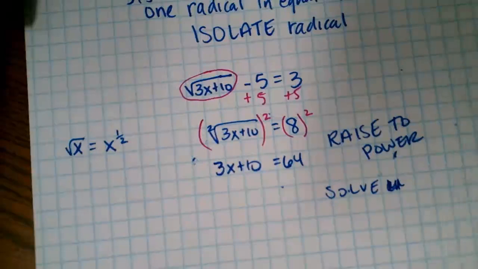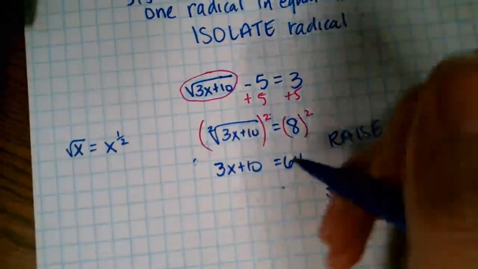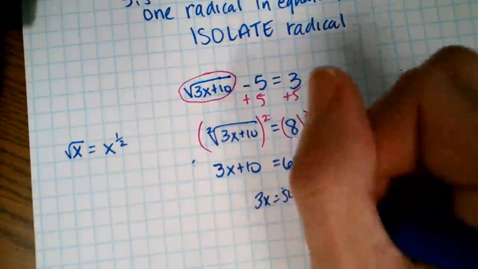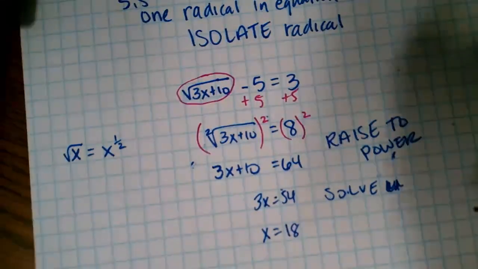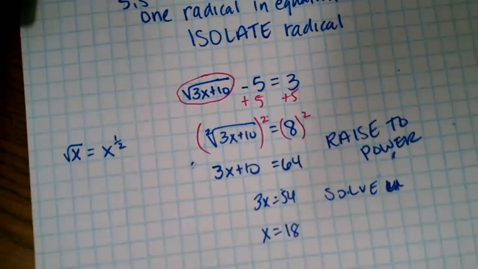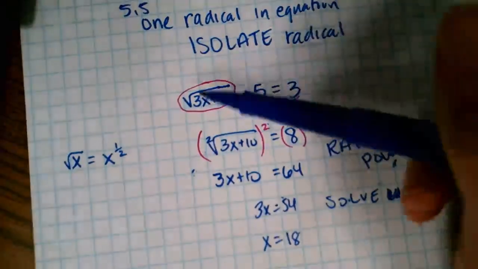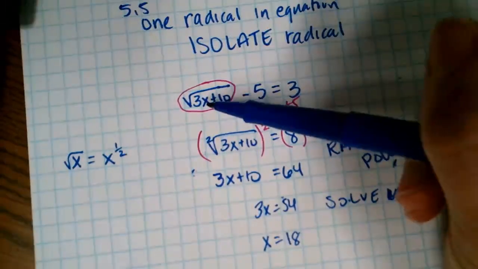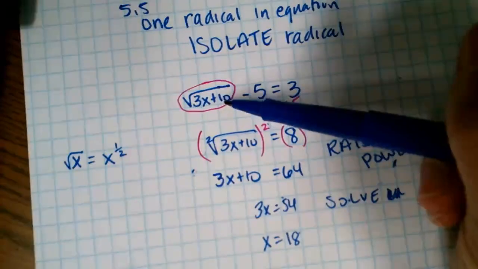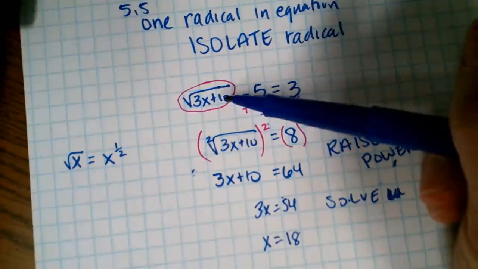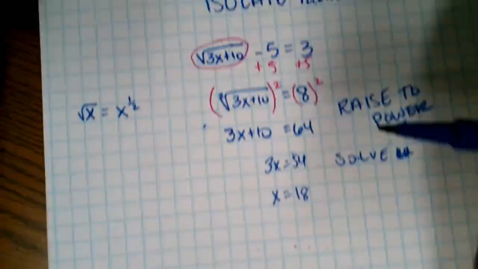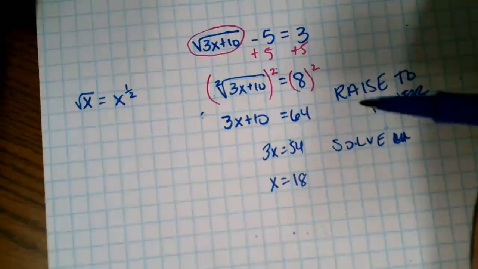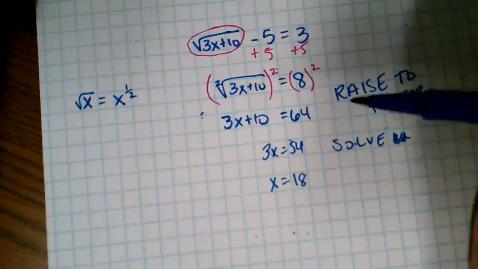It could be linear, it could be quadratic, but you just solve like you normally would. I subtract the 10, and then I divide by 3. What is that, 18? Then you want to get in the habit of checking your answers. 3 times 18 is 54. 54 plus 10 is 64. Take the square root of 64, I get 8. 8 minus 5 equals 3. So left side matches right side. I'm good. When it's just one radical like that, not too tricky.